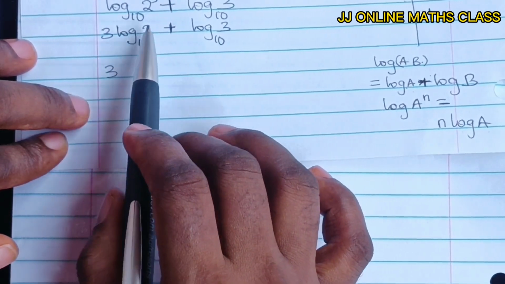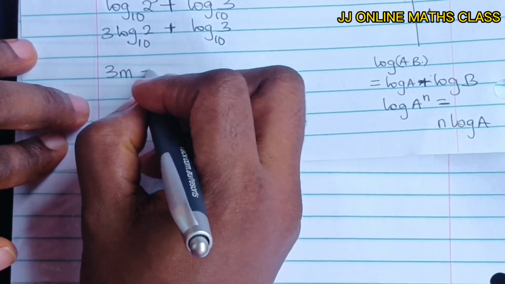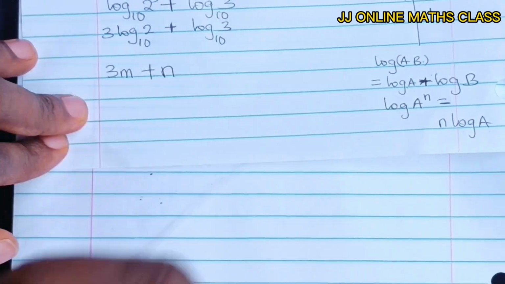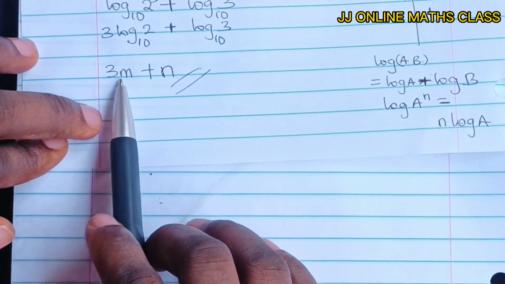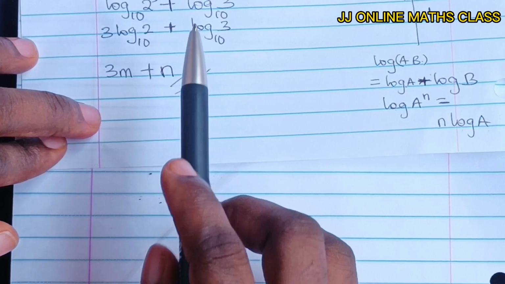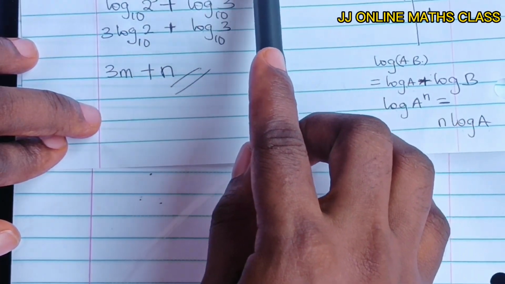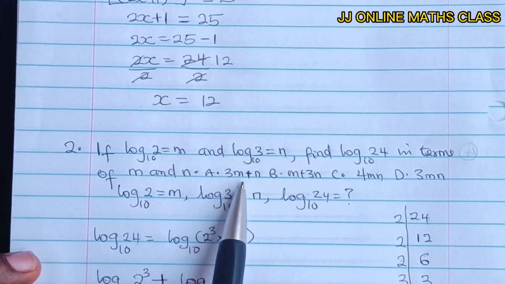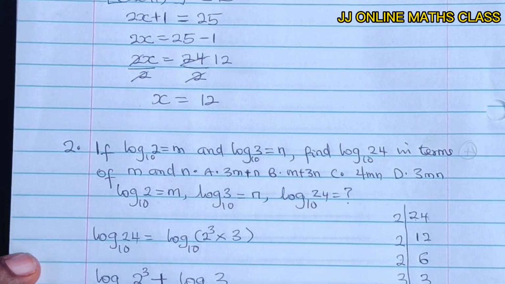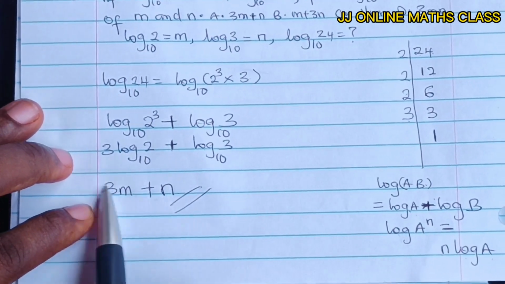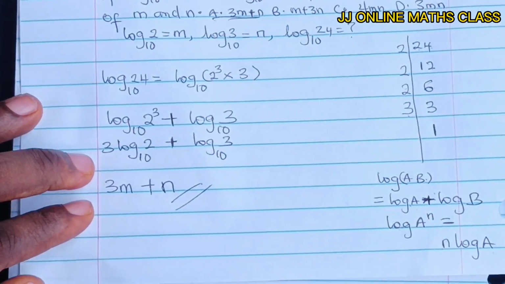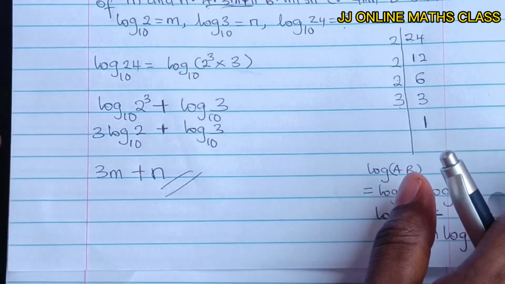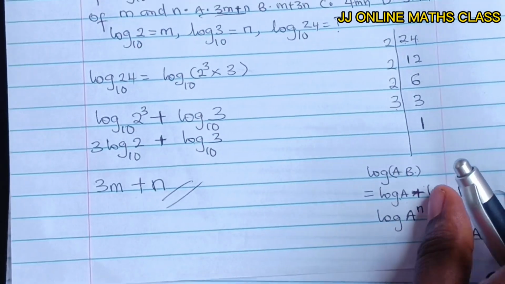3 log to base 10 of 2 is m, right? Plus log to base 10 of 3 is n. That means this is our solution, 3m plus n. Now, when we search for it here, that means the solution is A, which is 3m plus n. So these are the options, and this is what we got. That means A is our solution. All right, now let's solve the third one.